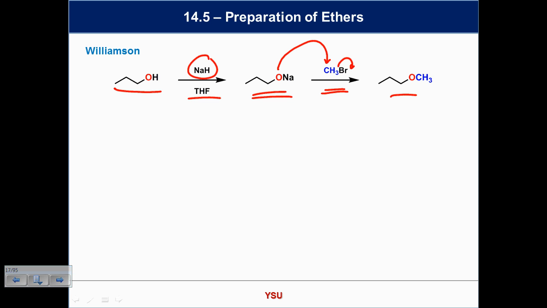Elimination. Somebody said it. Yes, you get E2 as well. Secondary, maybe not so much, but tertiary, it's all E2. So this is pretty much stuck with primary systems or methyl systems. If you did have a secondary system, and it was a chiral halide, what would happen? Inversion, right? It would be an inversion process because that's what the SN2 does.